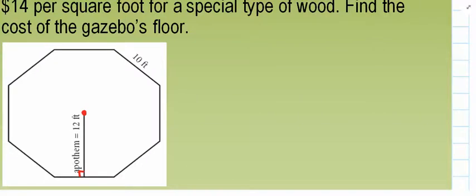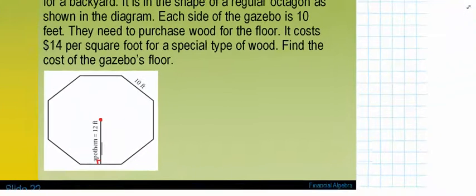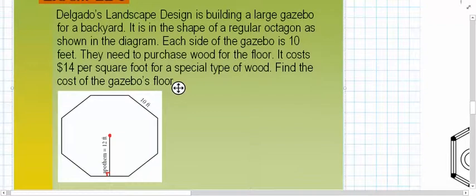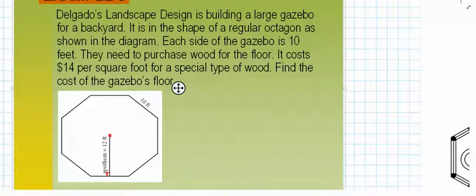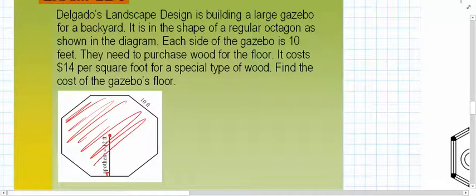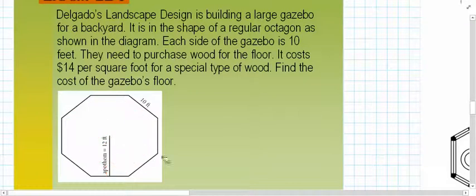So if this was a stop sign and we wanted to calculate how much steel is required to make that stop sign, or in this case we're talking about a gazebo and we're trying to figure out how much wood needs to be purchased to construct the floor of this gazebo, we can now calculate that area based on the formula that was given to us just a moment ago. Area is equal to 1/2 of the apothem times the perimeter.